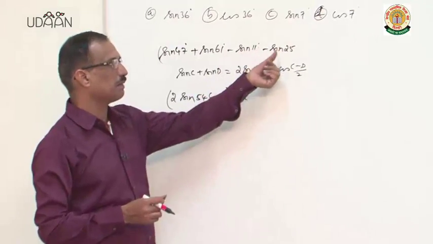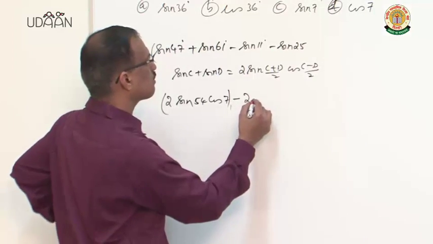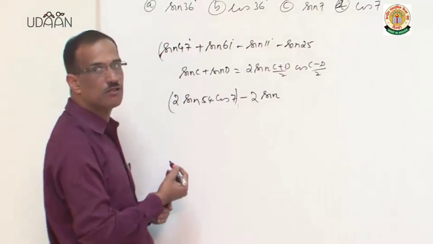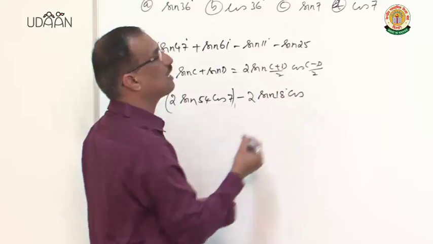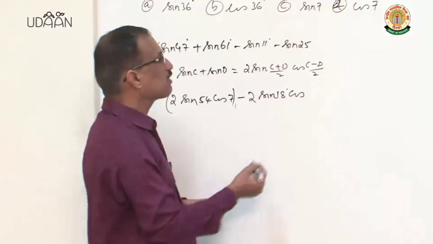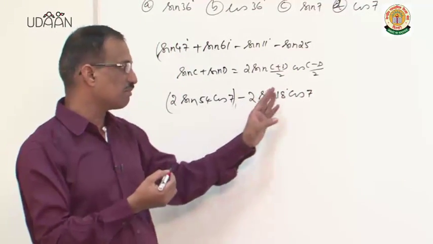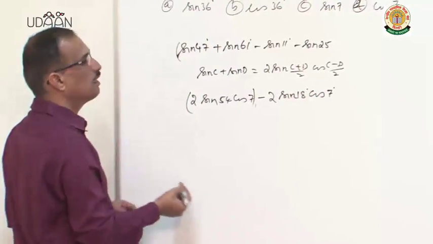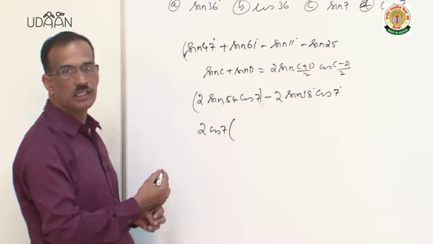sin 11 plus sin 25 means 2 sin (C plus D)/2, that is 36 by 2, you get 18, into cos of (this minus this), you get 14 again, so 14 by 2, 7. Here also the cos of minus theta is cos theta, so you get cos 7. Now you take 2 cos 7 out, that is common.